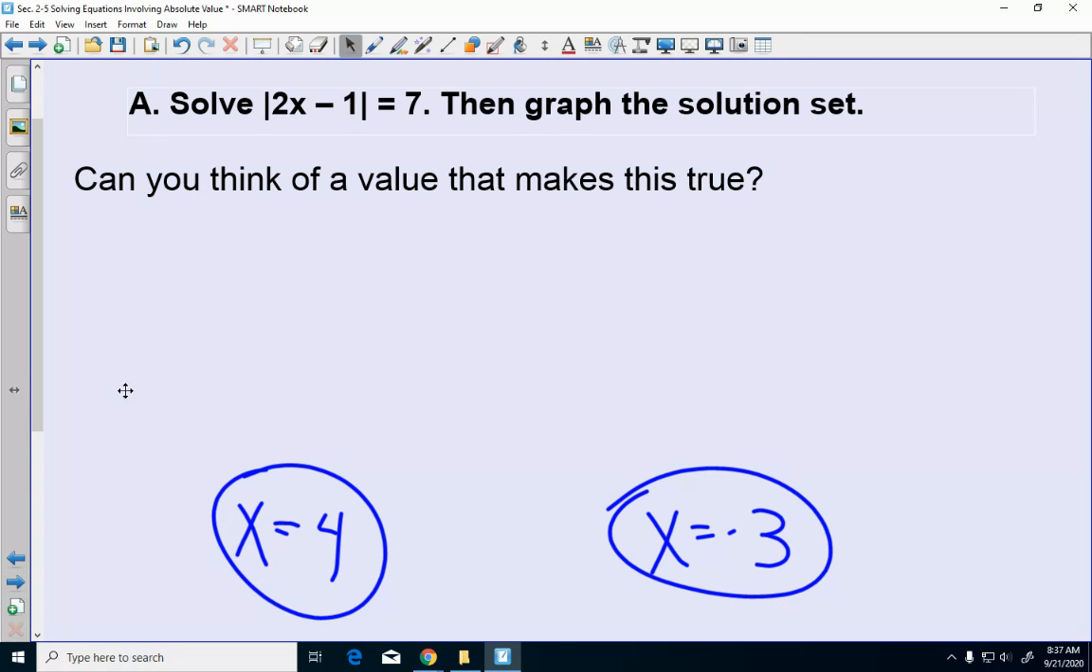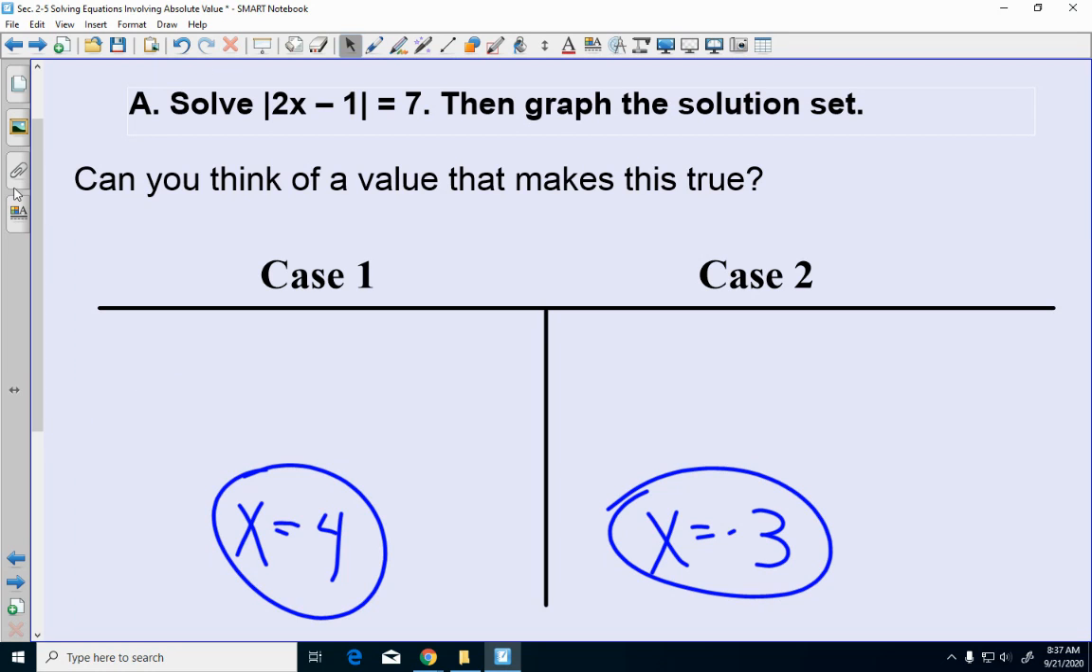Okay? So here's what we're going to do in our notes. Every time we think about an absolute value, we're going to start this way right here. There are actually 2 options that we need to consider. What if it's equal to a positive value? What if it's equal to a negative value?